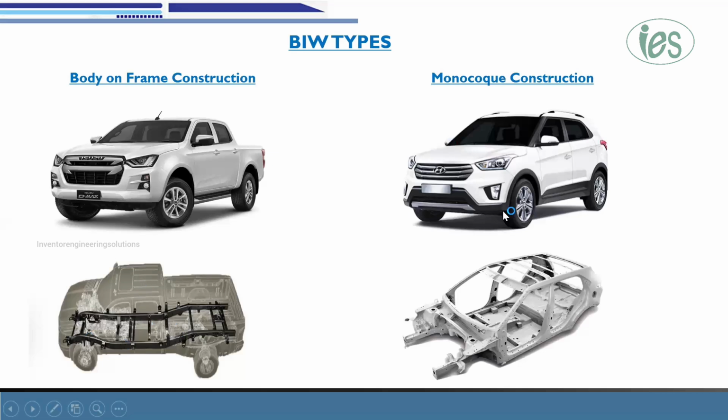Whereas in the monocoque construction, the underbody is completely stamped parts, just like the upper body system. All the upper body and the underbody are welded together in order to make the complete BIW structural assembly.